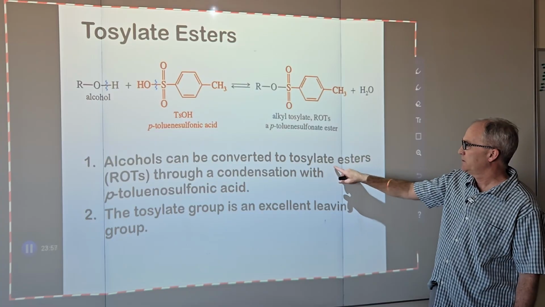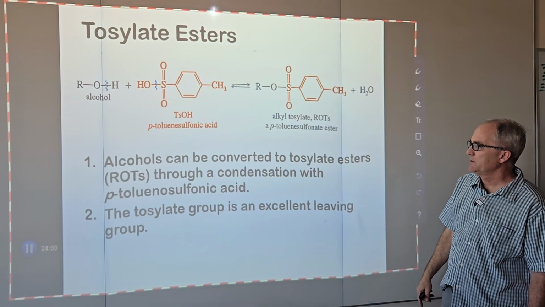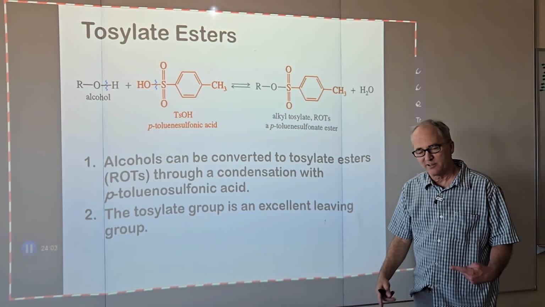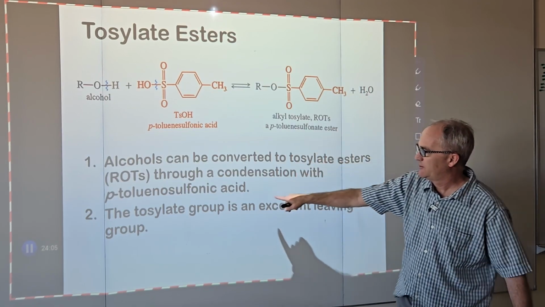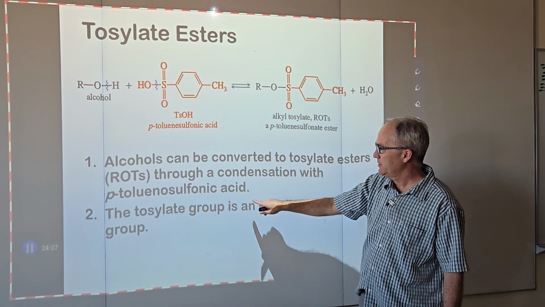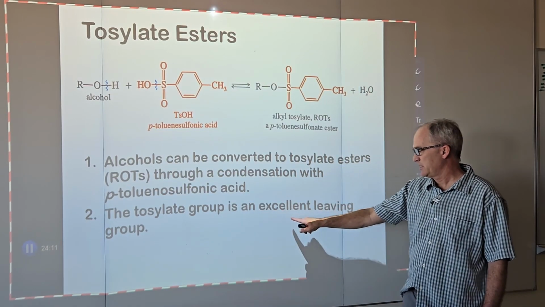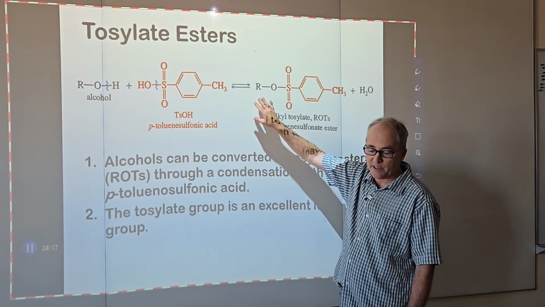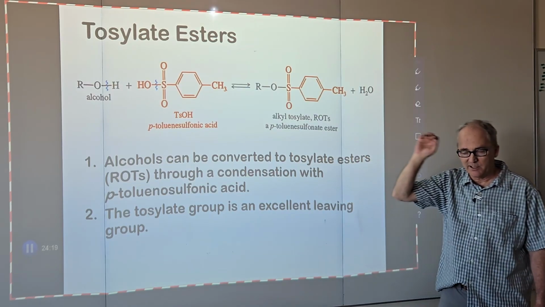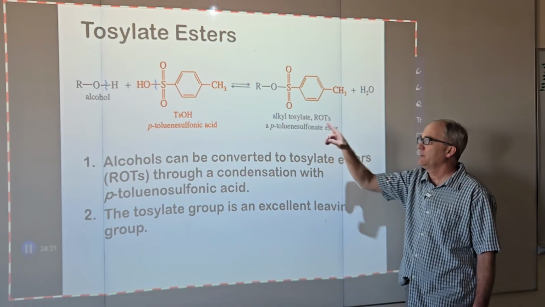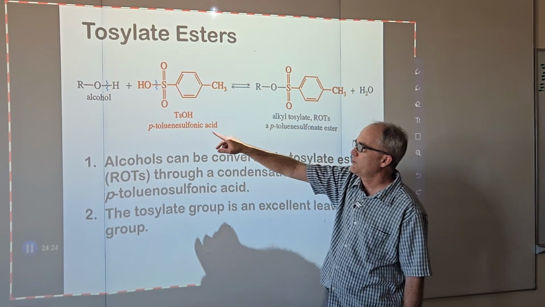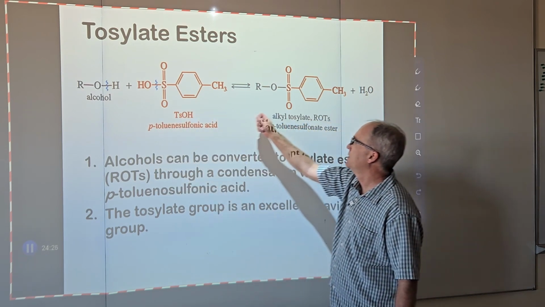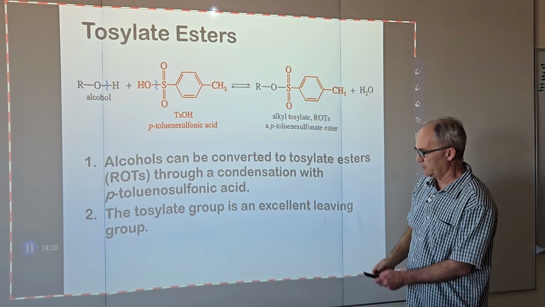Alcohols can be converted to tosylate esters through a condensation. Condensation is the opposite of hydrolysis, but that's pretty related. And the tosylate group is an excellent leaving group. Now, all the substitution reactions that we studied that we did with an alkyl halide, we can do the same thing with the corresponding alcohol by making an alkyl tosylate out of it.